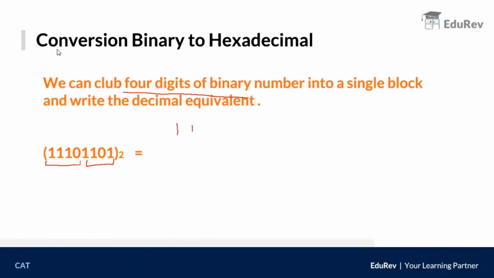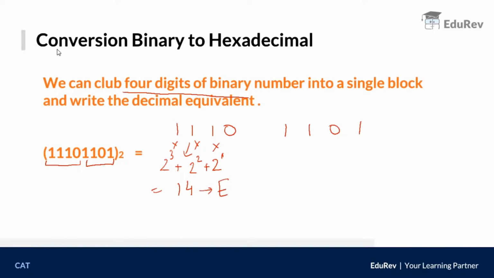So, your first number is 1110. Your next number is 1101. So the first one will be multiplied with 2 cube. Okay? Second one will be multiplied with 2 square. Third one will be multiplied with 2 raised to 1. And the last will be a 0 only. So this will be 8 plus 4, which is 12, plus 2, which is 14. 14 in hexadecimal stands for what? Look, A is 10, B is 11, C is 12, D is 13, so 14 stands for E.